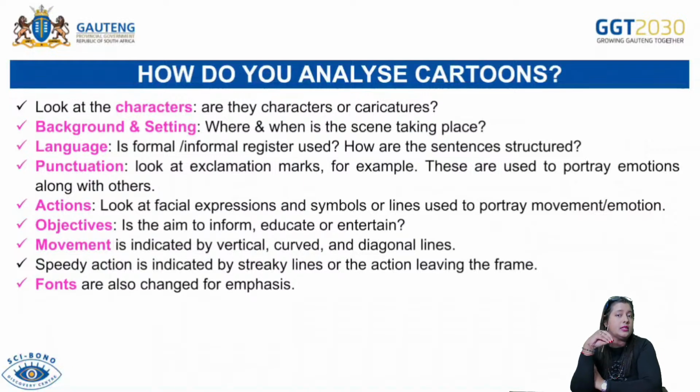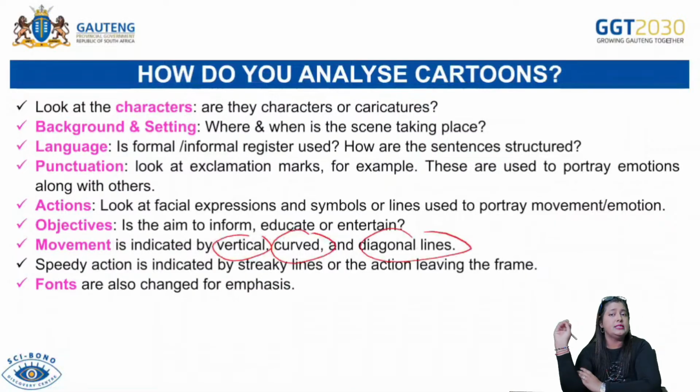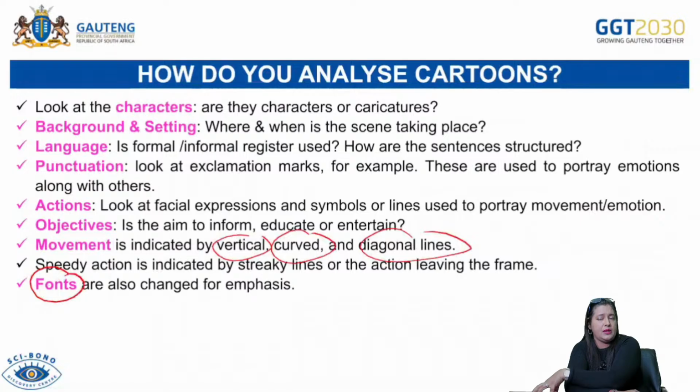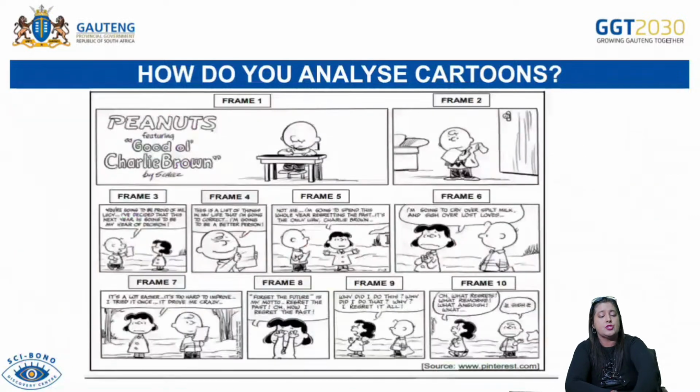Look at the movement lines there. Are they vertical, curved, or diagonal lines? Those would have three different reasons that you have to identify why they're being used. The speedy action lines, for example, indicated by those streaky lines of the action leaving the frame. And then the fonts, very important, because the font will change within the frames for an emphasis of a particular issue that is being showcased. So it is very important to go on and revise these things.